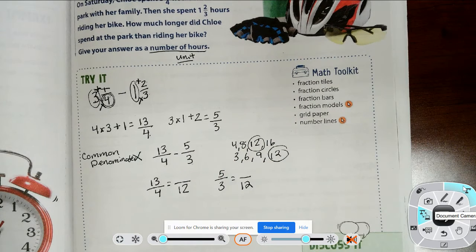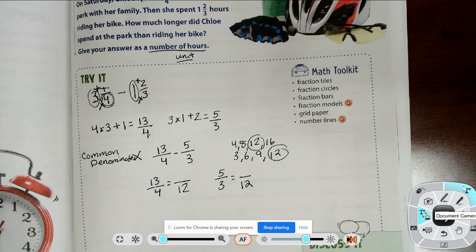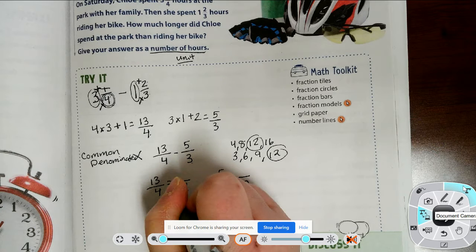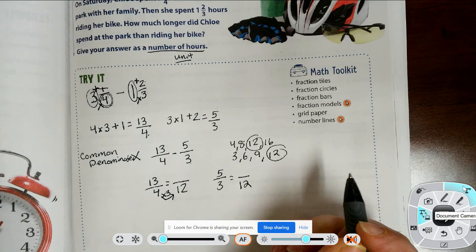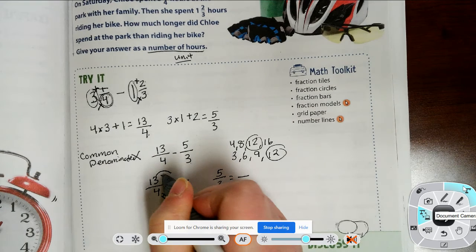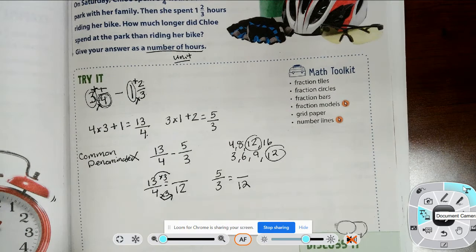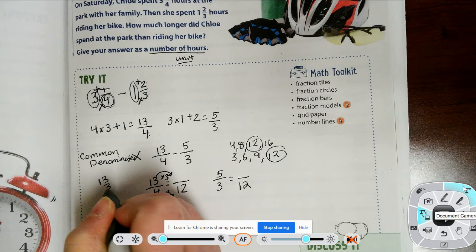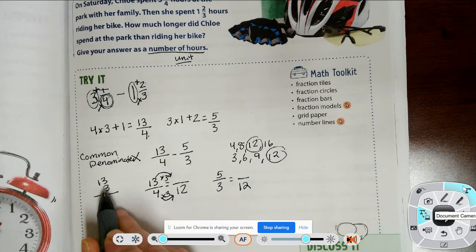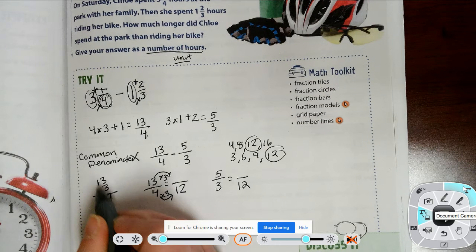Same pattern as before. Whatever I do to the bottom, I have to do to the top. Can't forget that part. So here, 4 times what gives me 12? I know it's times 3. So up here, 13 times 3. Woo, that's a big number. So I'm going to have to do it over here. 13 times 3. 3 times 3 is 9. 3 times 1 is 3.